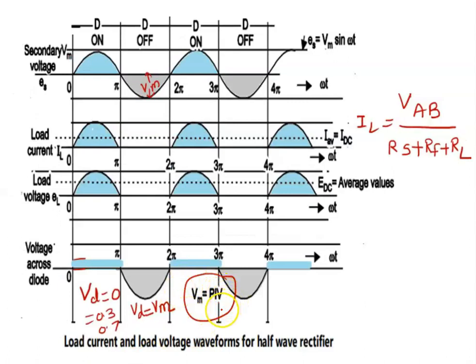This PIV parameter is different for different rectifier circuits. We must select a diode which has a PIV rating higher than the maximum possible negative voltage, that is Vm, to ensure the safety of the diode. Otherwise the diode will enter into the breakdown region and it will get damaged.